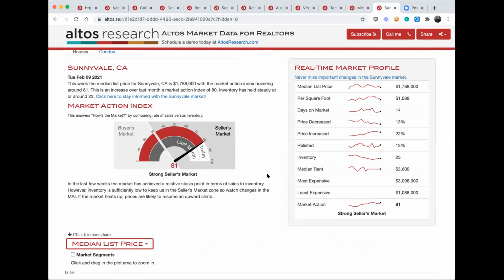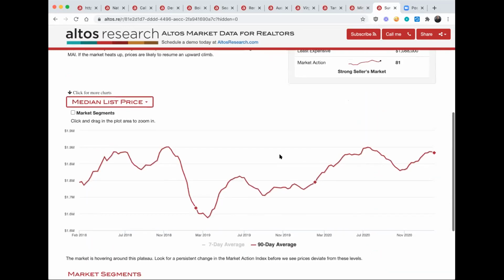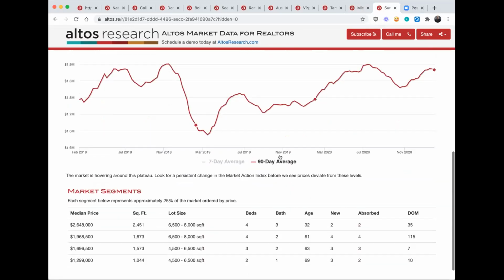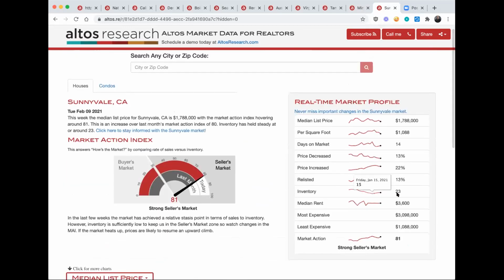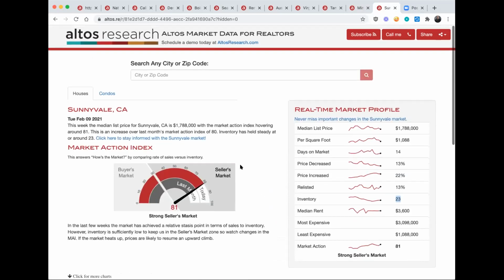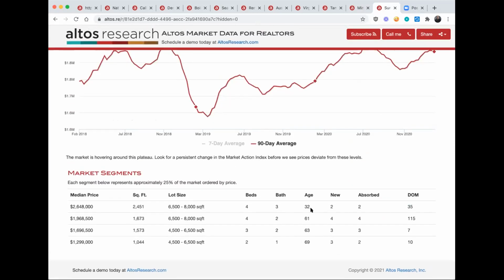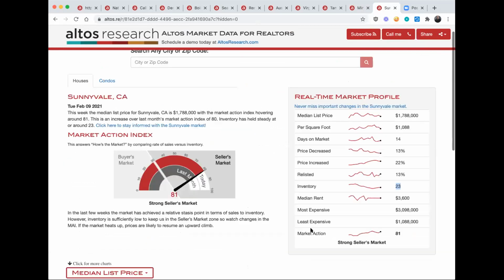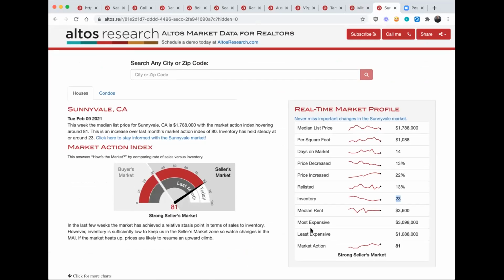What's the other one? Oh, I happen to have Sunnyvale open. That's the local market where our Altos headquarters is. Sunnyvale is a town of over 100,000 people. It's only got 23 homes for sale. As a result, they cost a couple million dollars. What's interesting is that these are 30, 60, 70, or 80 year old homes. So that's the whirlwind tour of the data today.